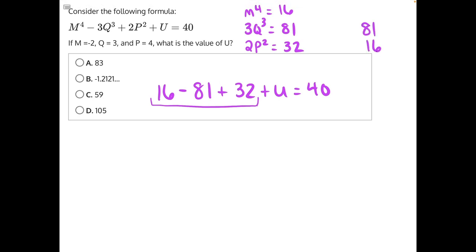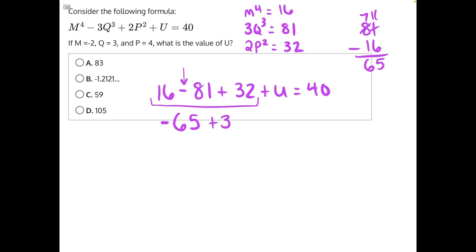81 minus 16. We'll have to borrow. 11 minus 6 is 5. 7 minus 1 is 6. And the sign of 65 is determined by the number with the largest absolute value. So if we were to ignore the sign for the number 16 and ignore the sign for the number 81, which one is objectively bigger? And that would be 81. 81 has a negative attached to it. So bigger number carries the sign. Our 65 here is negative.